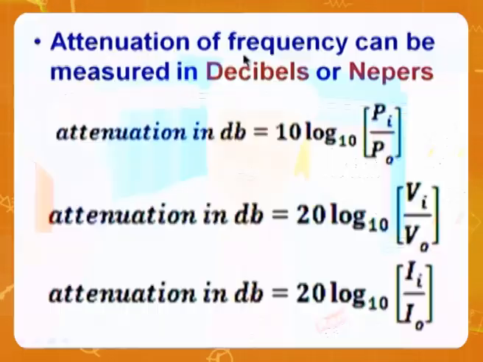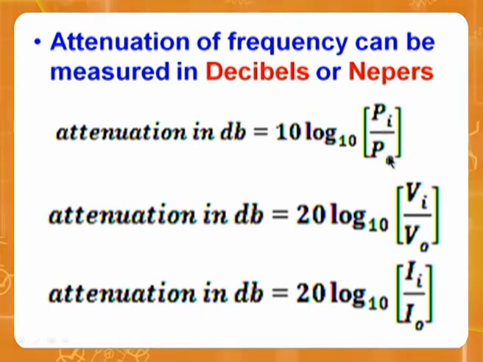Attenuation of a frequency can be measured in decibels or nepers. Decibel means base 10, neper means base e. Base e means natural logarithm. Attenuation in dB is generally given as 10 log base 10 of Pi by Po, because if you take input by output, it is called attenuation.